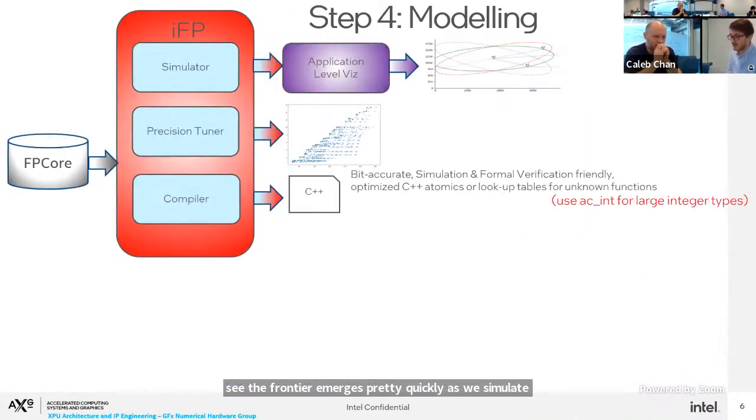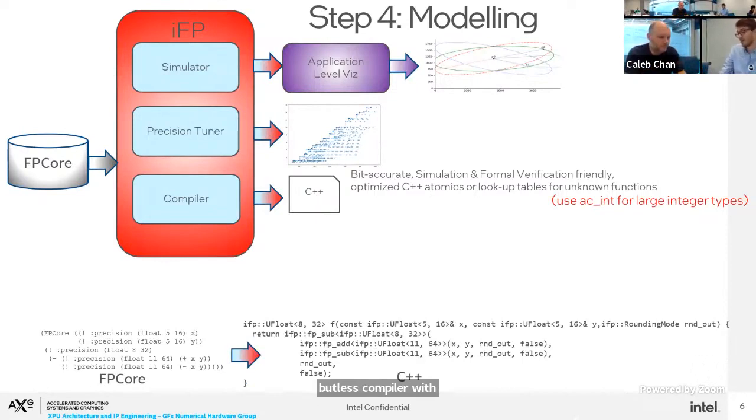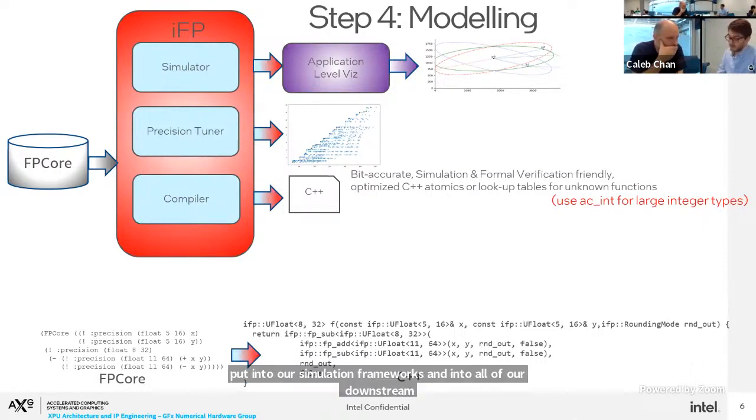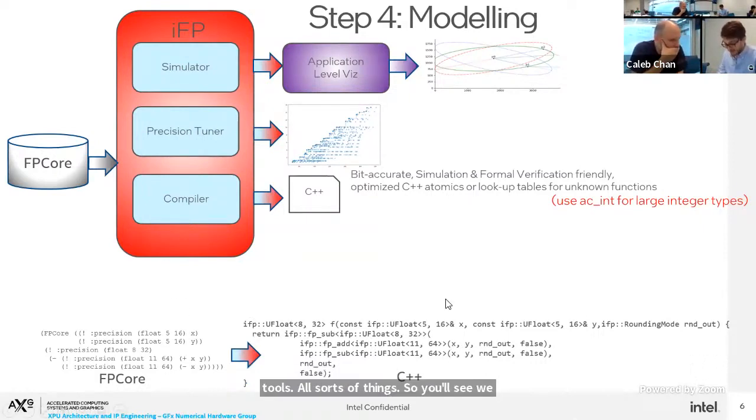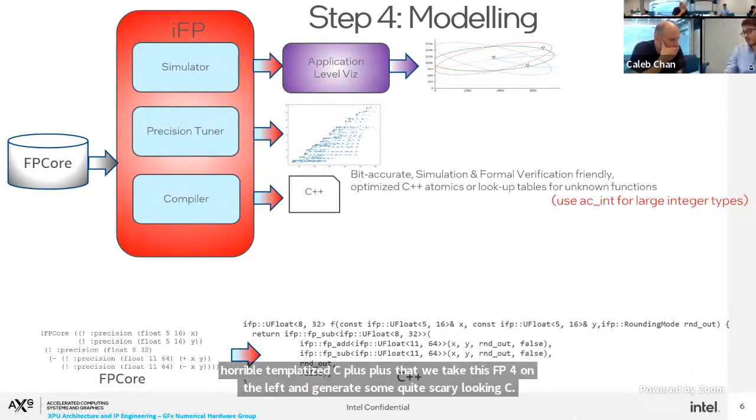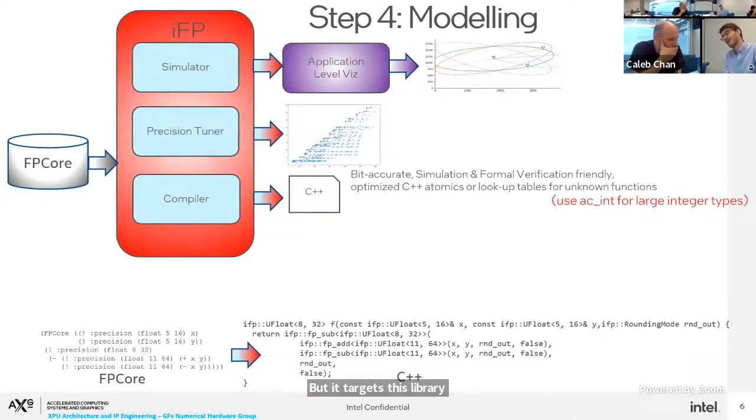So having done all that, we built this compiler, Bill built this compiler with Brett, that looked at how we can take FPCore and generate bit-accurate C++ models, because this is what we actually need to put into our simulation frameworks and into all of our downstream tools, all sorts of things. So you'll see we get some horrible templatized C++. We take this FPCore on the left and generate some quite scary looking C++, but it targets this library that Bill and Brett have built up, that then lets you map these arbitrary precision computations into arbitrary precision C++.